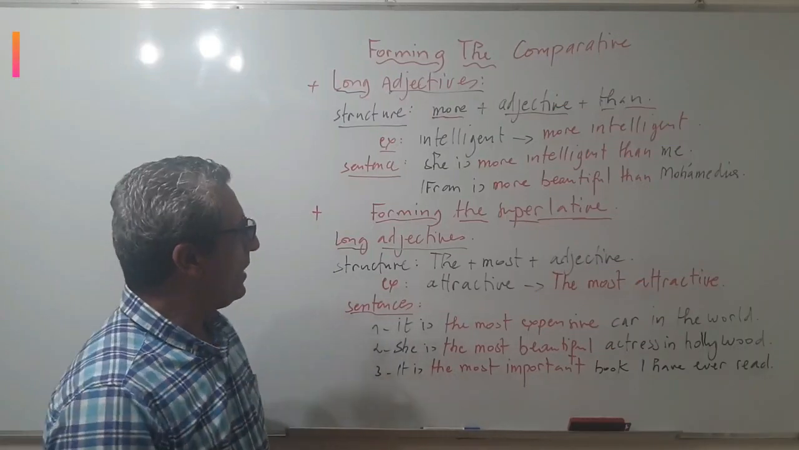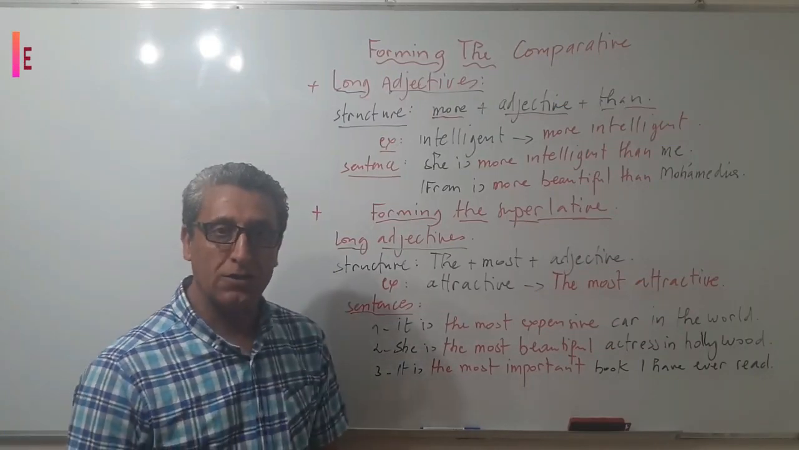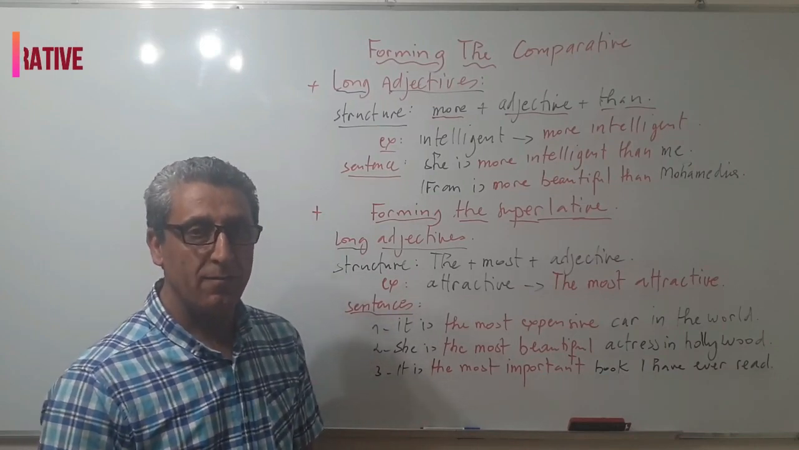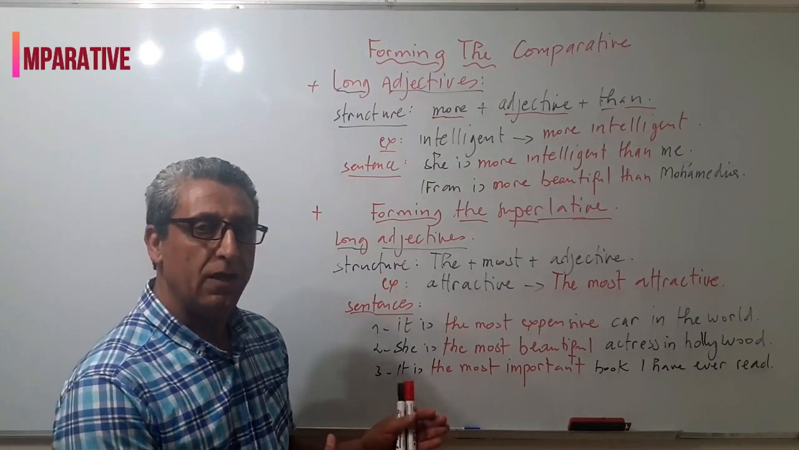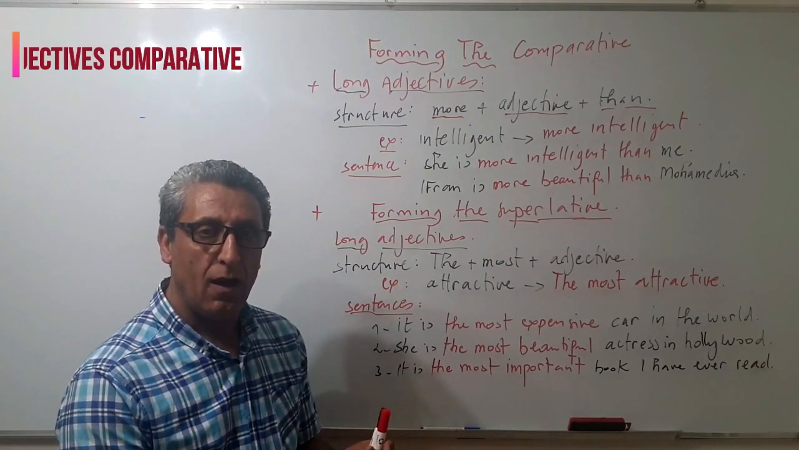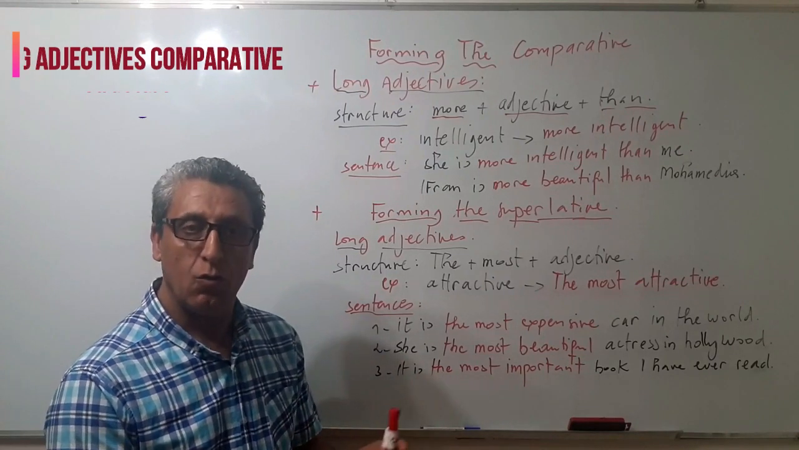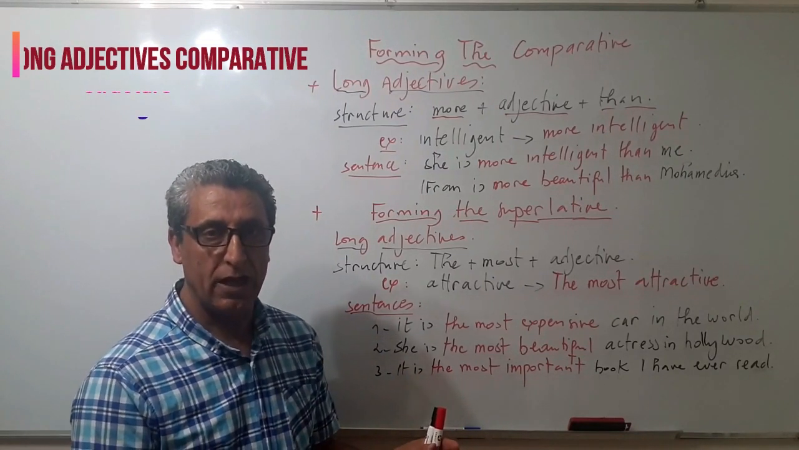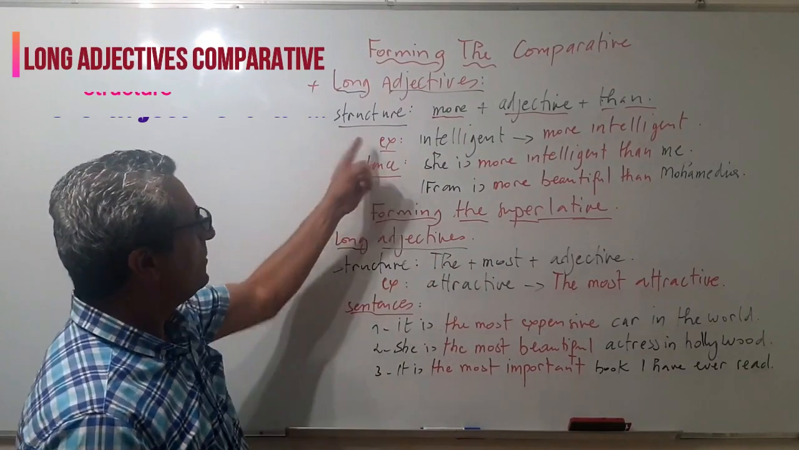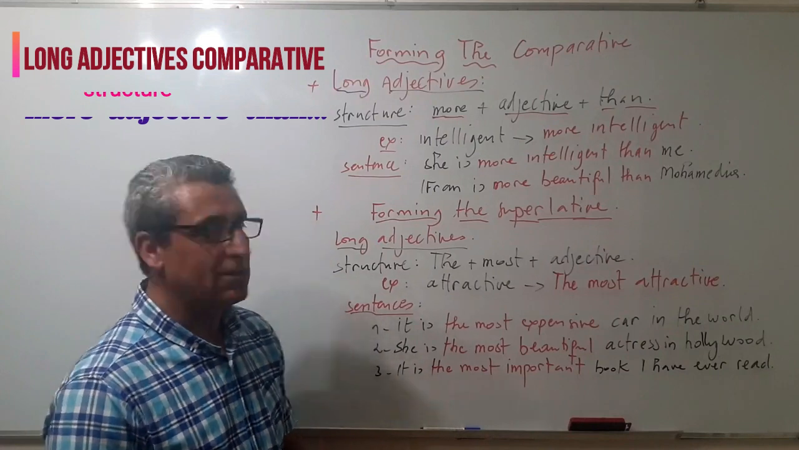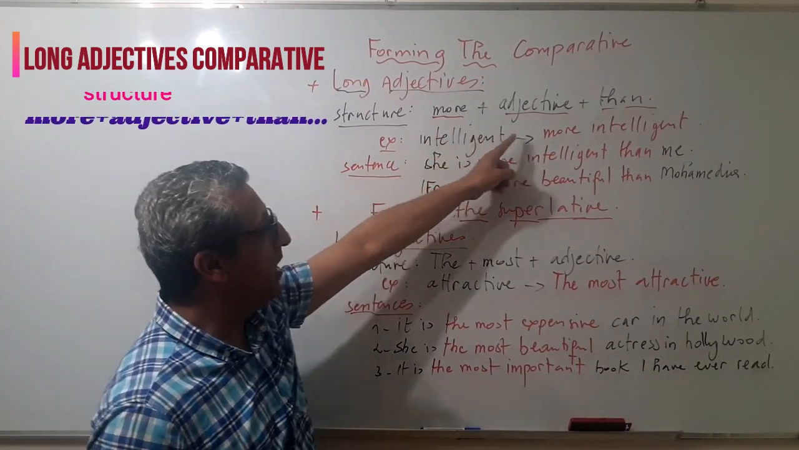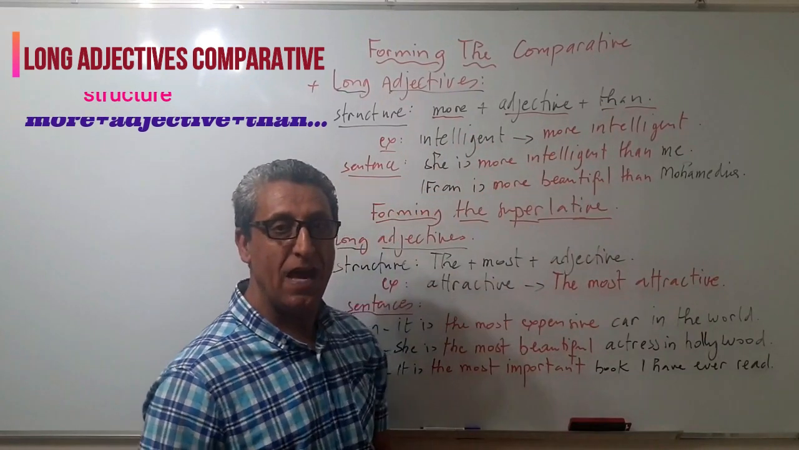Now we move to the last part of this comparative and superlative form lesson. We are going to talk about the long adjectives and how we can form the comparative and the superlative with these long adjectives. Okay, good. So long adjectives. The structure is as follows: more plus adjective plus than.